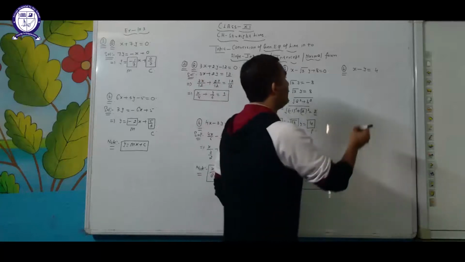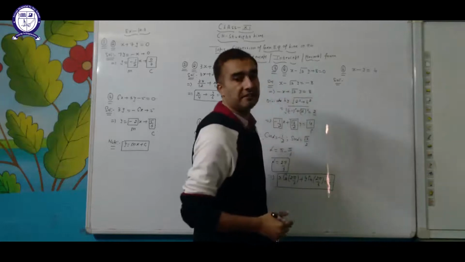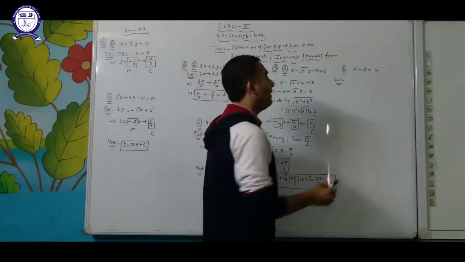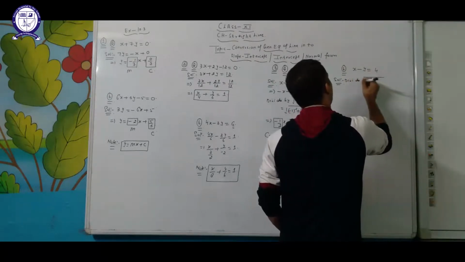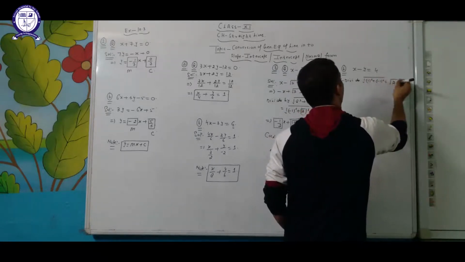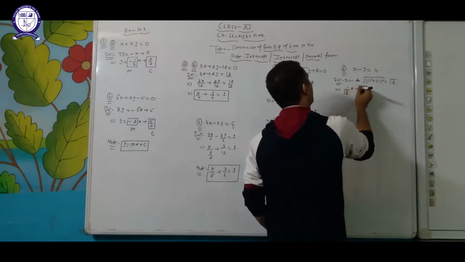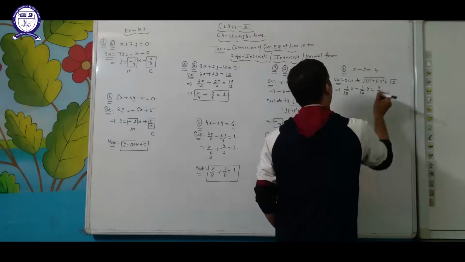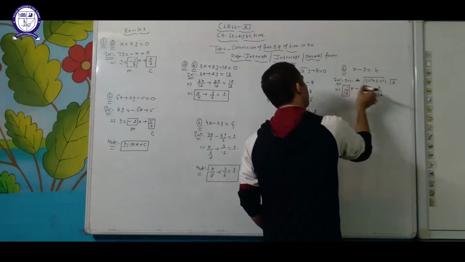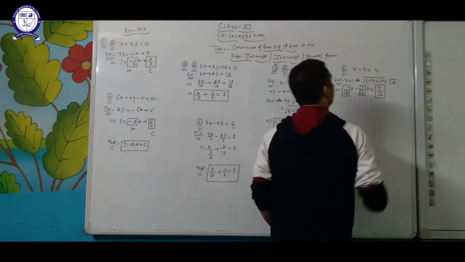Now here again you can see the constant is already on your right side and it is already positive. Then divide the whole equation by under root a square plus b square, that is under root 2. Here you can see that is cos alpha, sin alpha, and that is P.